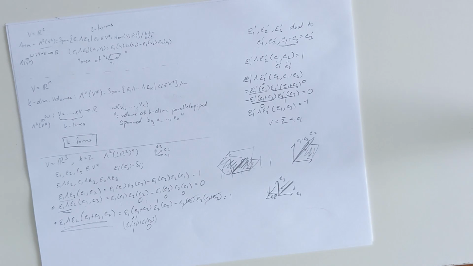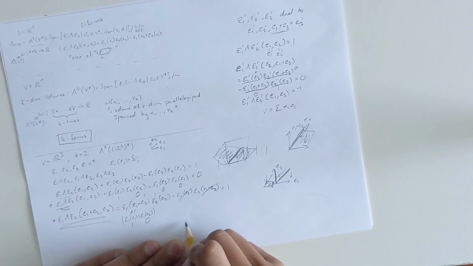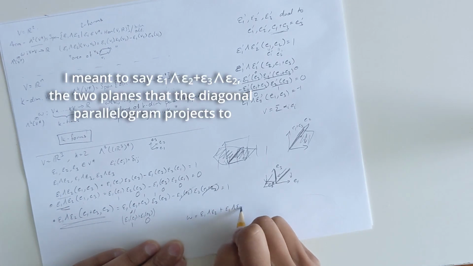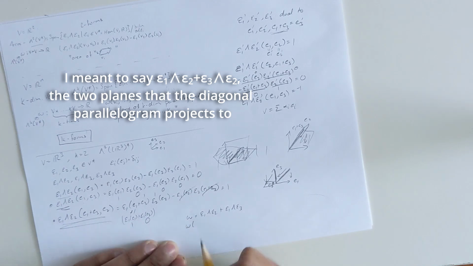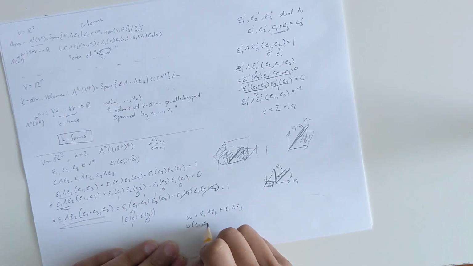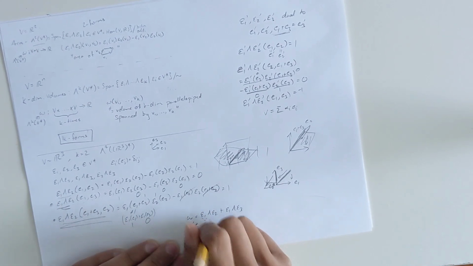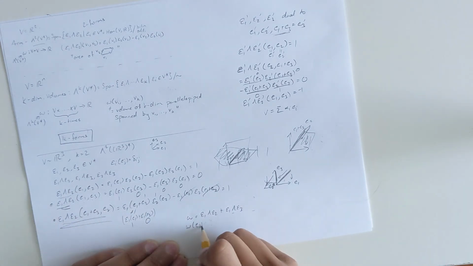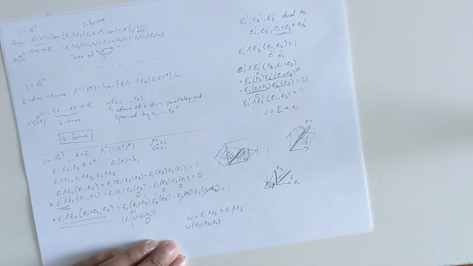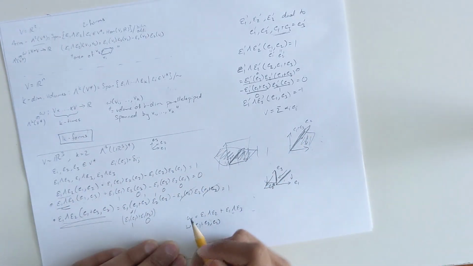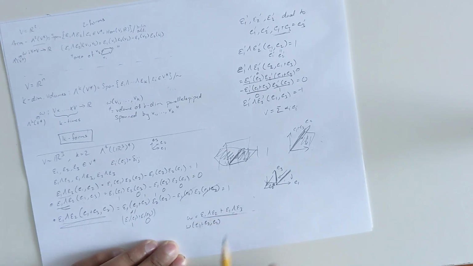Yeah, and the last thing that I want to discuss is, in general, you can have things which are linear combinations of these. So for example, we can take omega is equal to epsilon 1 wedge epsilon 2 plus epsilon 1 wedge epsilon 3, and we can look at what is omega evaluated on, sorry, not E1 E2, but E1 plus E3 comma E2. So what this is doing is it's taking this 45-degree plane, 45-degree parallelogram, and then evaluating it on this guy.